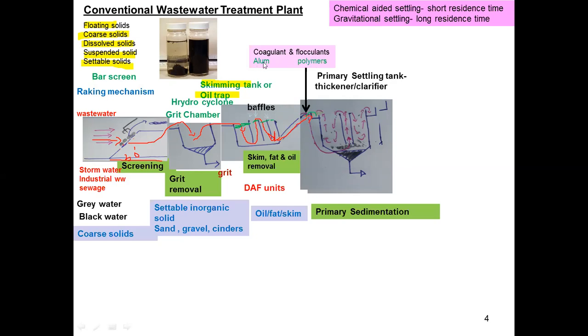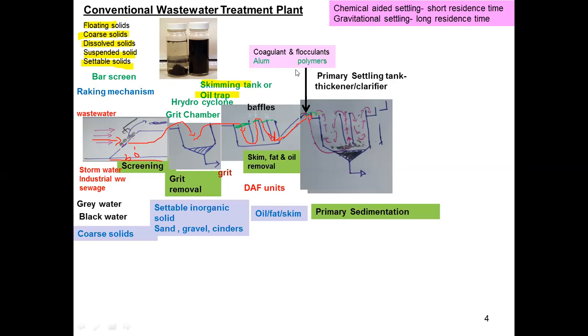Okay? So alum is one of the coagulants, and there are many types of coagulant: ferric chloride, ferrous chloride, and ferrous sulfide. In our future lectures, you can learn about the chemical treatment methods. So if it is chemical aided settling, we can add coagulant and flocculant. Then we can operate this process within a short residence time. So usually the coagulant and flocculant have to be added before water comes to the sedimentation tank.